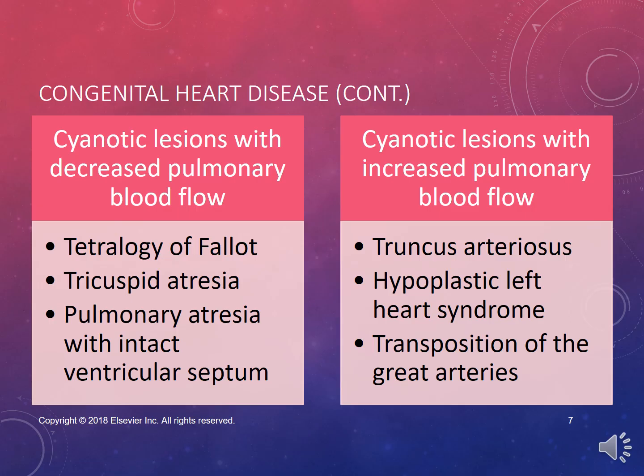Now, TET spells are basically when the child is getting very frustrated. They are crying and they turn this blue color. So their face is going to turn blue. They're going to look very blue, and they're going to be extremely tired after this. What we'll do is put them in the knee to chest position. Older children may even squat to help them out. We may give them some supplemental oxygen, and they may even get a dose of morphine to help suppress the tachypnea that they'll be having.